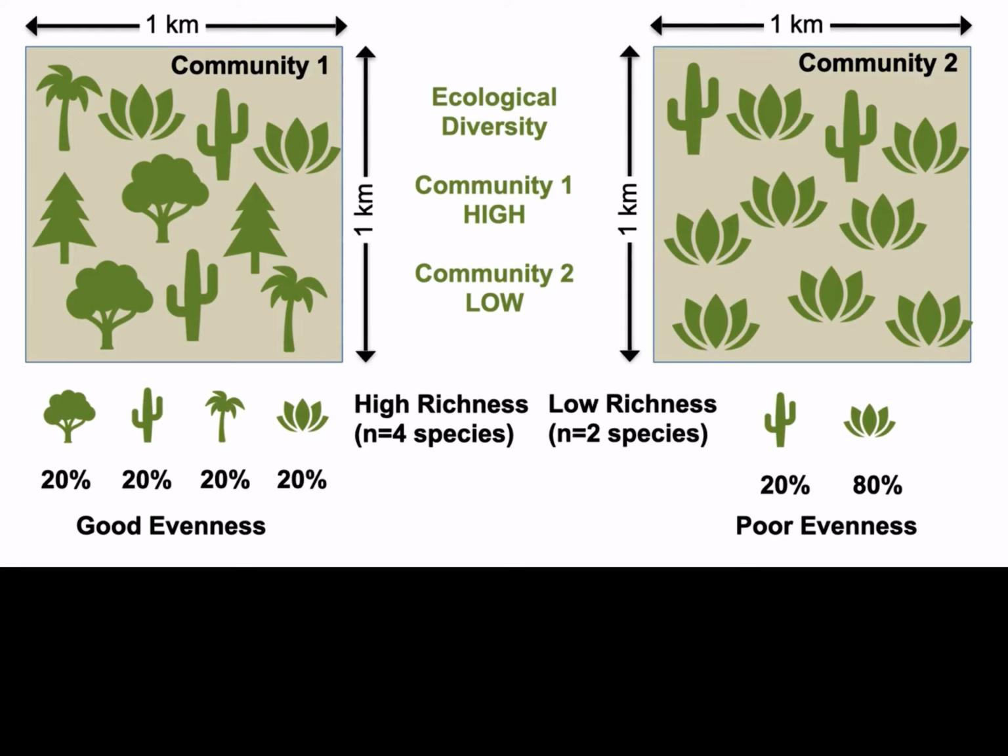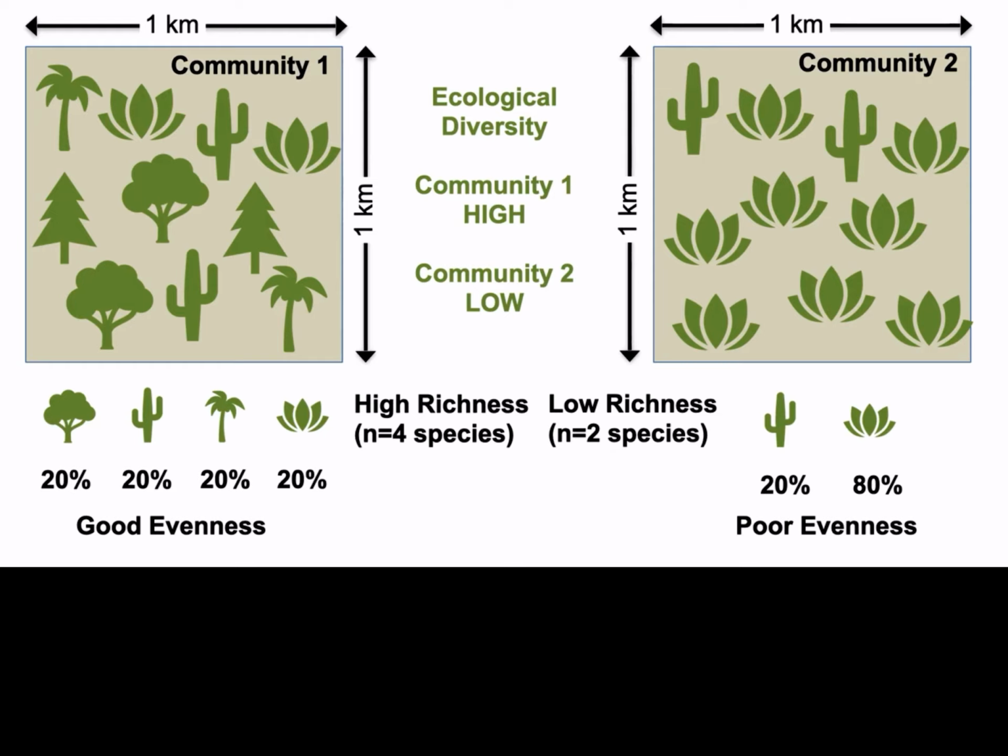Here we see two different communities, Community 1 and Community 2. Both have an area of 1 kilometer squared. Both Community 1 and 2 have 10 plants within them. Community 1 consists of 4 different species of plants. Community 2 consists of 2 different species of plants. Community 1 has more plant species and therefore higher richness than Community 2. In Community 1, each species of plant has 2 individuals. Each species of plant makes up 20% of the total number of plants. This is a very even community.